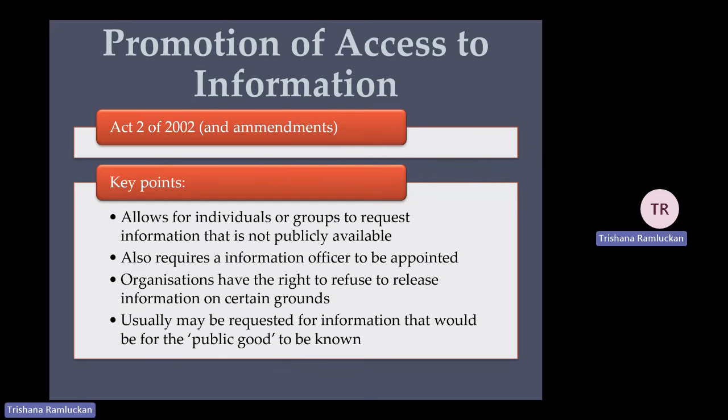Organizations have the right to refuse to release information on certain grounds. So if you are asking for information about a certain individual and you put in a PAIA application, but you don't have a good motivation for it, then of course it will be denied. Usually you may be requested for information that would be for the public good to be known. So it's not just, I had an argument with someone, so I want information on them.